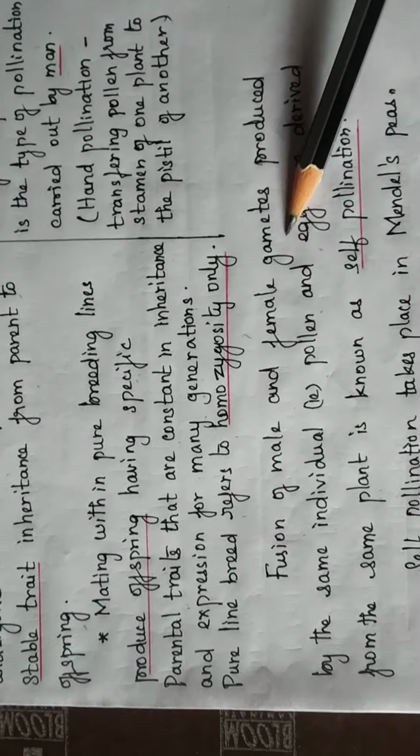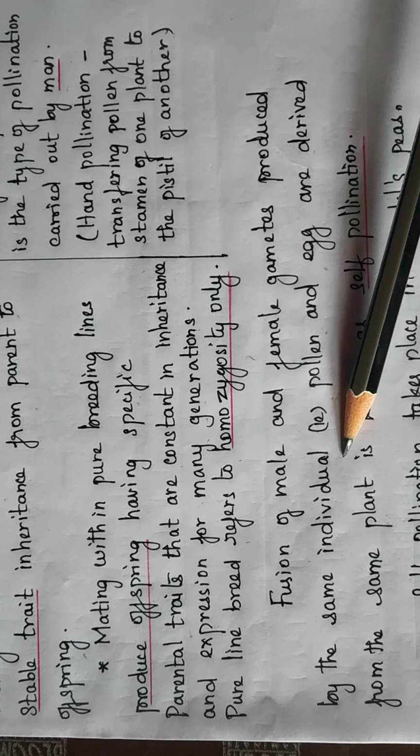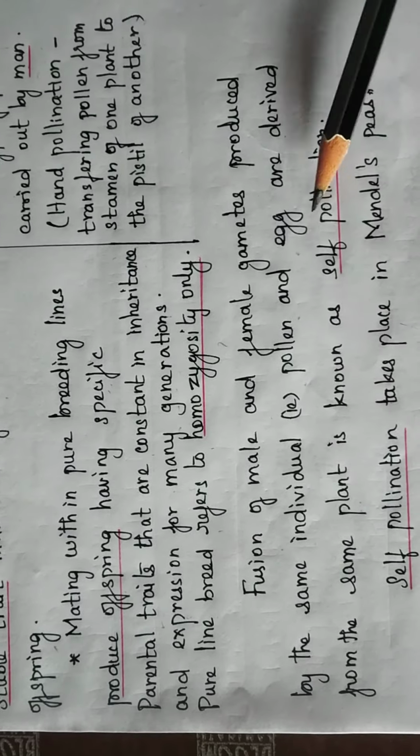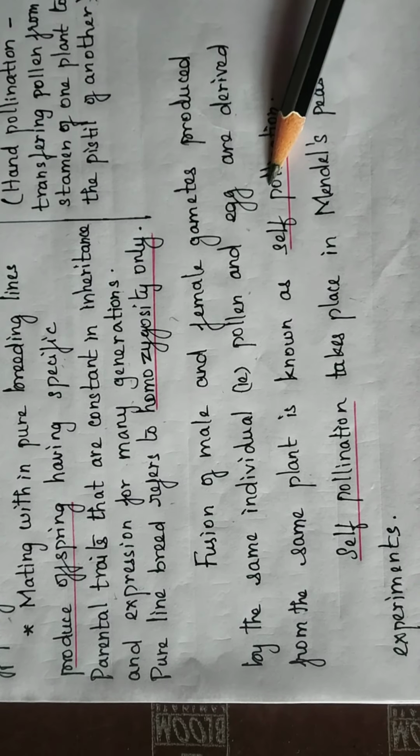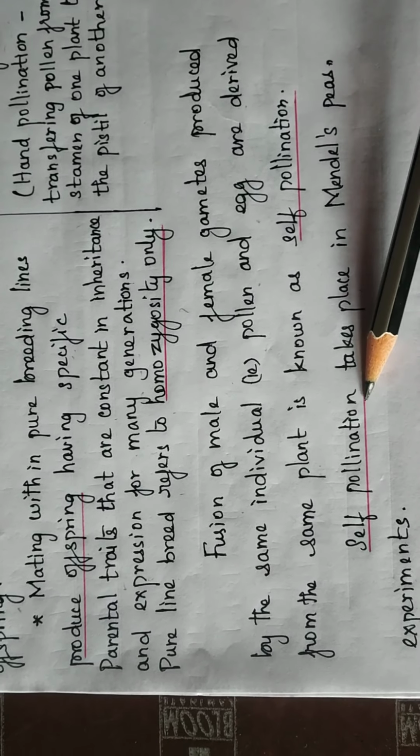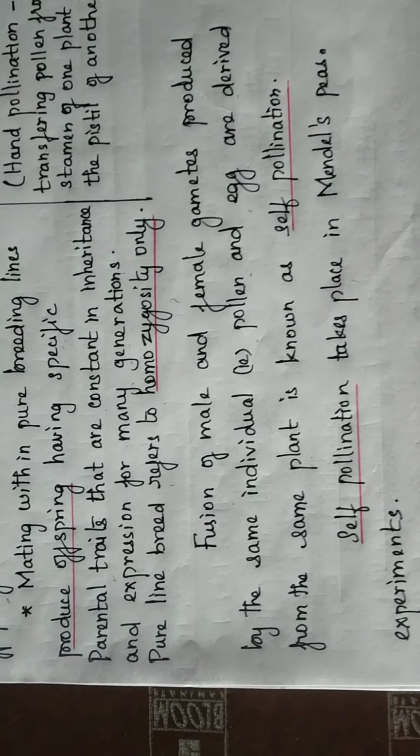So fusion of male and female gametes produced by the same individual, that is male pollen and eggs derived from the same plant, is called self-pollination. So Mendel's experiment was mostly done by self-pollination. So self-pollination takes place in Mendel's pea experiments.